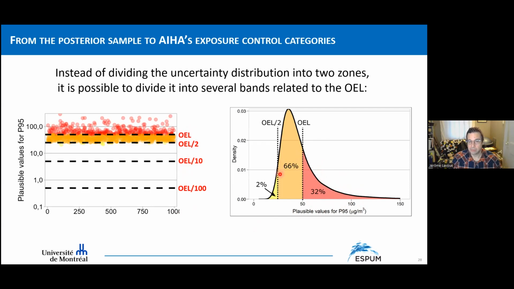I have 62% chance that the true value would be between the OEL and the OEL divided by 2. And I have 2%, so you can see there's a small number of yellow points here that were between the OEL divided by 2 and the OEL divided by 10. And then there was nothing lower.